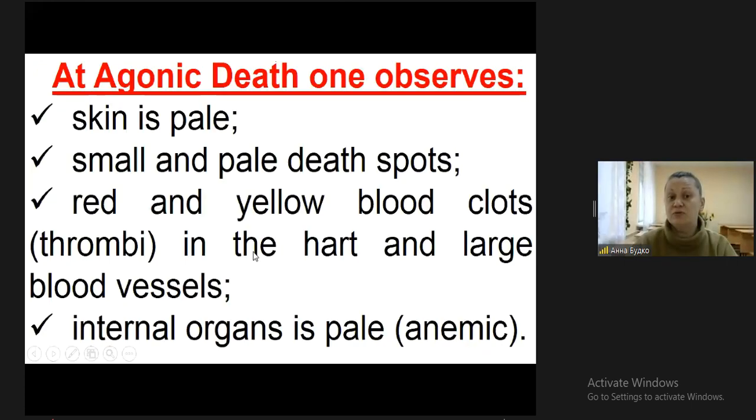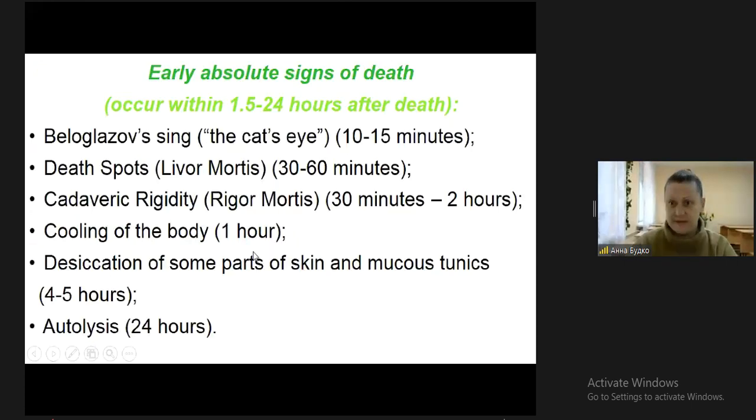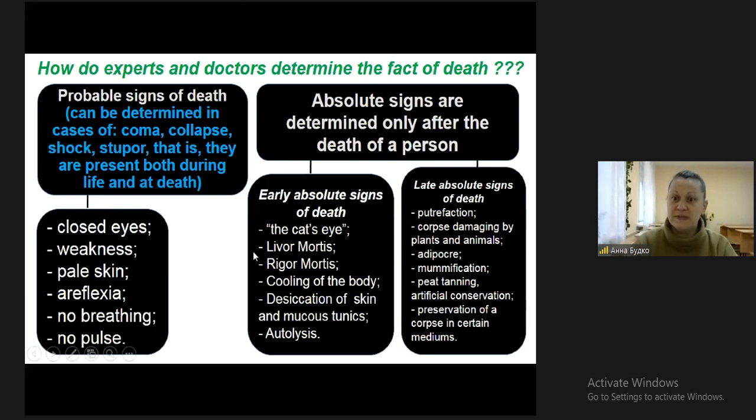Two groups of signs of death, my dear friends. First, probable signs of death, and absolute signs of death. If you take probable signs of death, why is this group named probable? Because you can see these signs both in a terminal state and in death. As an example, look at our slide.